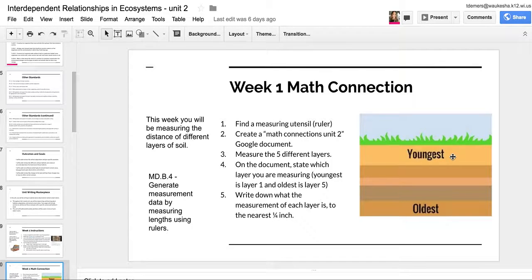So the youngest would be labeled youngest, the second youngest would be the second one, third youngest, fourth youngest, and oldest, or something of that sort where I could see it. And write down the measurement of each layer to the nearest quarter inch. The big thing about this one is you can either print out the slide and measure it that way, or if you want to measure it on your screen, you can do that as well.